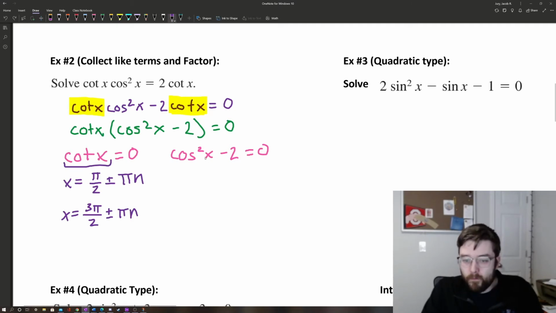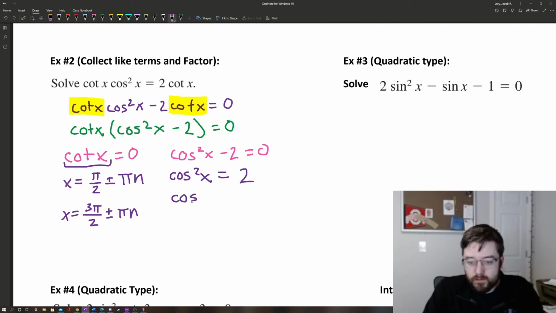For this other side of the equation, we are going to be setting cosine squared x equal to 2, and then for cosine of x, we're going to take the plus or minus square root of both sides. So we'll get plus or minus radical 2.